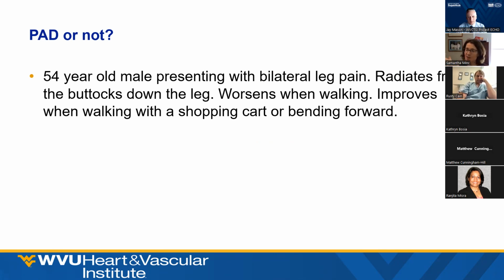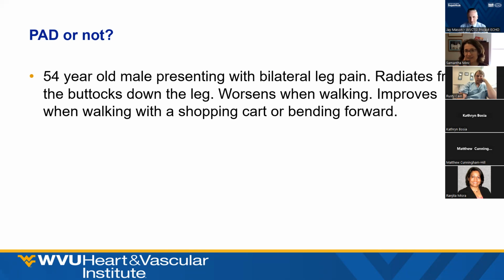So, a 54-year-old patient presenting with bilateral leg pain that radiates down the buttocks, down the leg, and gets worse when they walk, improves when they walk with a shopping cart or when they bend forward. Is this PAD or not?